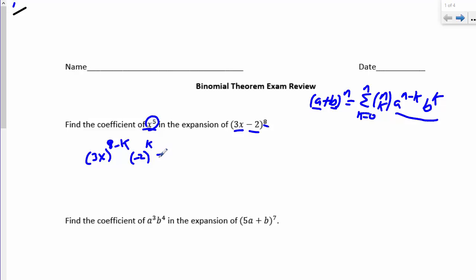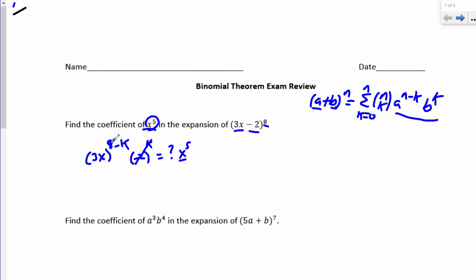And this is going to equal some coefficient that I don't know, followed by the variable x to the power of 5. That's the target they've given me. I don't care about this coefficient right now. All I care about is the variable x and its power. So I'm going to use this variable x and this power to find k. Negative 2 to the power of k is going to give you a number. Remember, I'm not interested in numbers, I'm interested in the variables, so I'm going to ignore this for the time being.